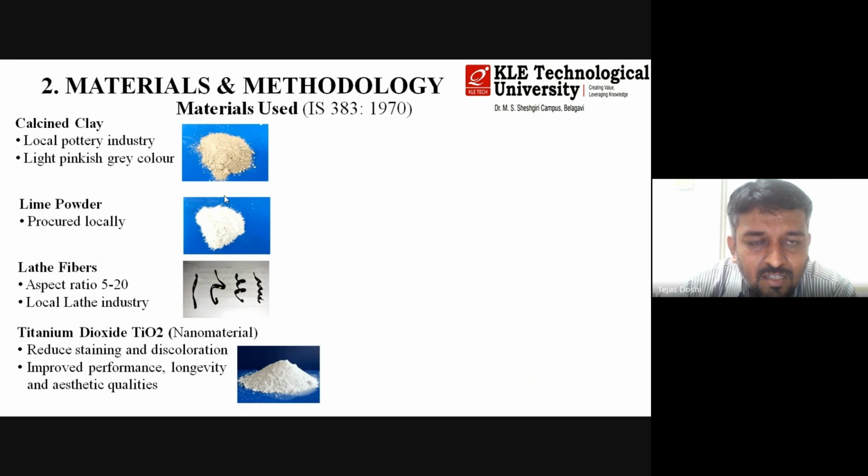Coming to the next, the materials and methodology. The materials used are as per the IS code, IS 383-1970. We have used calcined clay, lime powder, lathe fibers, and titanium dioxide. Calcined clay, lime powder, and lathe fibers are obtained from local industries. Calcined clay is light pinkish gray in color. Lime powder is procured locally. Lathe fibers have an aspect ratio of 5:20. Titanium dioxide, which is a nano material, is used to reduce staining and discoloration, and it also improves the performance, longevity, and aesthetic qualities.